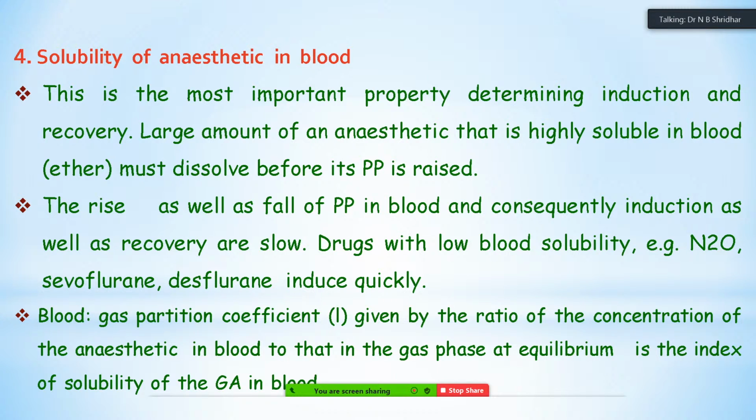The blood gas partition coefficient is given by the ratio of the concentration of the anesthetic in the blood to that in the gas phase at equilibrium, and it is the index of solubility in the blood. So the blood gas coefficient, as we have discussed already, is an important factor. If it is at equilibrium, then that ratio is the index of solubility of the general anesthetic in blood.